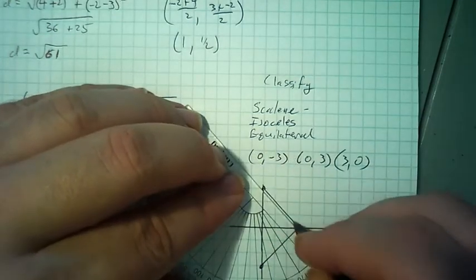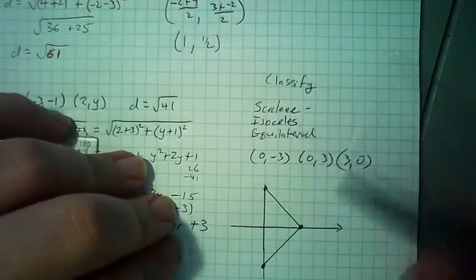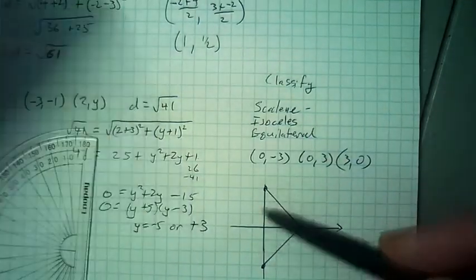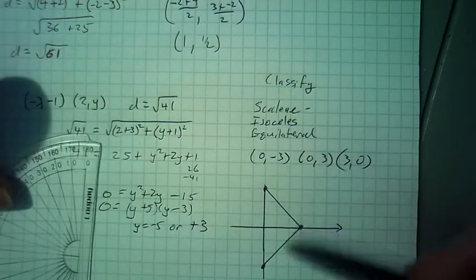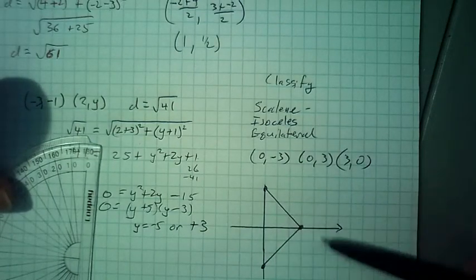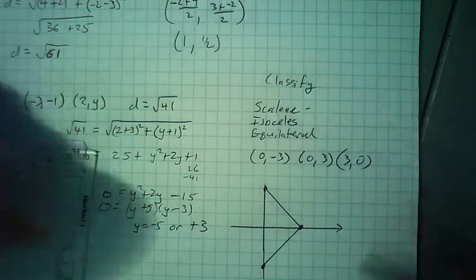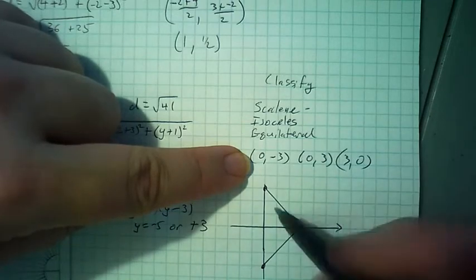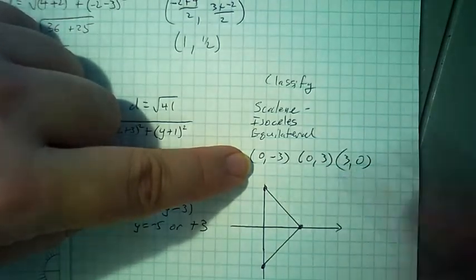For the purposes of just determining whether the triangle is scalene, isosceles, or equilateral, I can clearly see this length here is longer than these lengths, and this is symmetric. So these lengths are going to be the same. This is an isosceles triangle. To verify that, I use the distance formula. So I find the distance between 0, negative 3, and 0, 3.